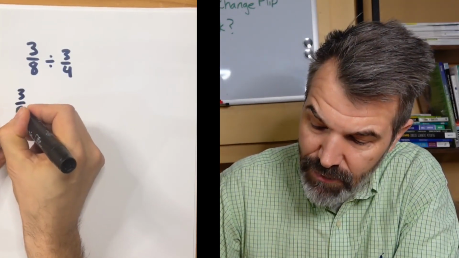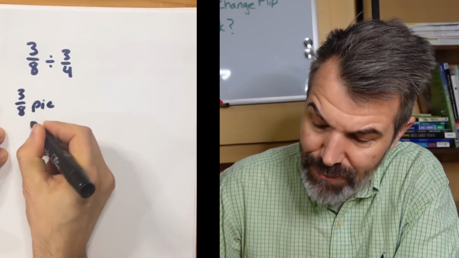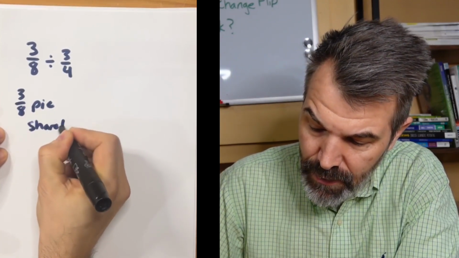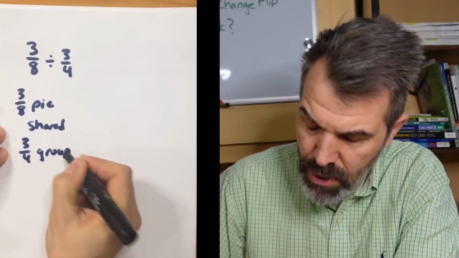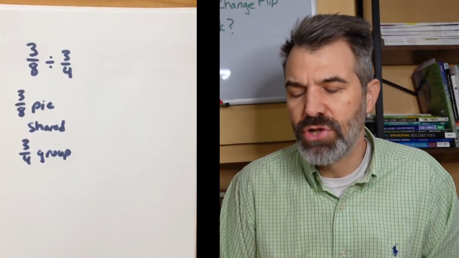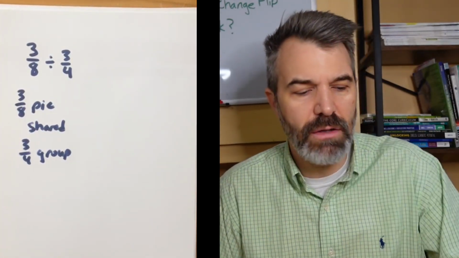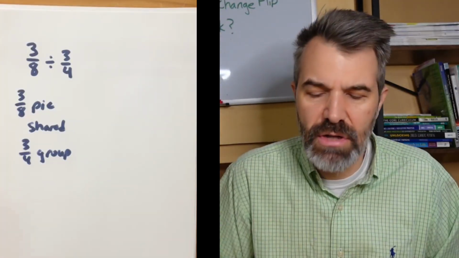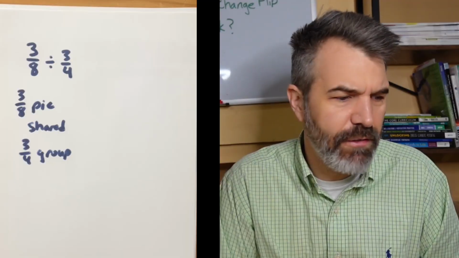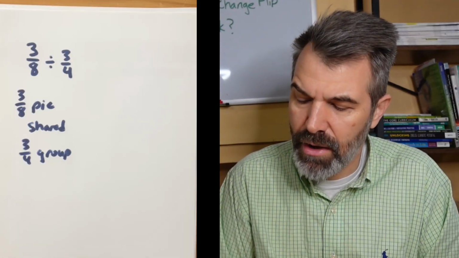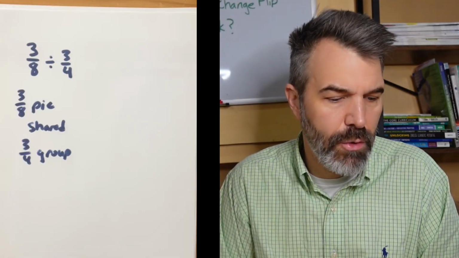I've got 3/8 of a pie, and I'm sharing it with 3/4 of a group. And again, if you're playing along at home, I would challenge you: can you show a graphic of that? Can you show a model of this? I've been sticking with pies, but of course you could do it with tiles, or with all sorts of different things. You could use the fraction tiles. But I want to see this 3/8 of a pie shared with 3/4 of a group.